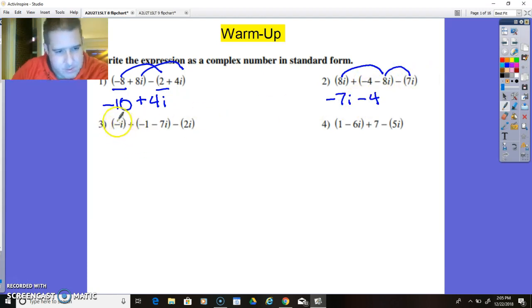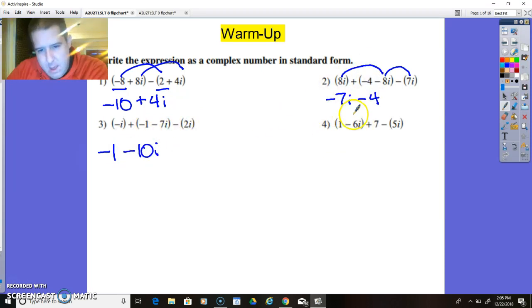All right, so real numbers first. There's no real number here. Real number plus negative 1 is negative 1. Just negative 1. There's no real number over here. Negative i plus negative 7i is negative 8i's, and negative 8i's minus 2 more i's makes negative 10i's. And here, real number. So 1 plus 7 makes 8. And then negative 6i's plus negative 5i's, or you can say negative 6i's minus 5i's, makes negative 11i's.